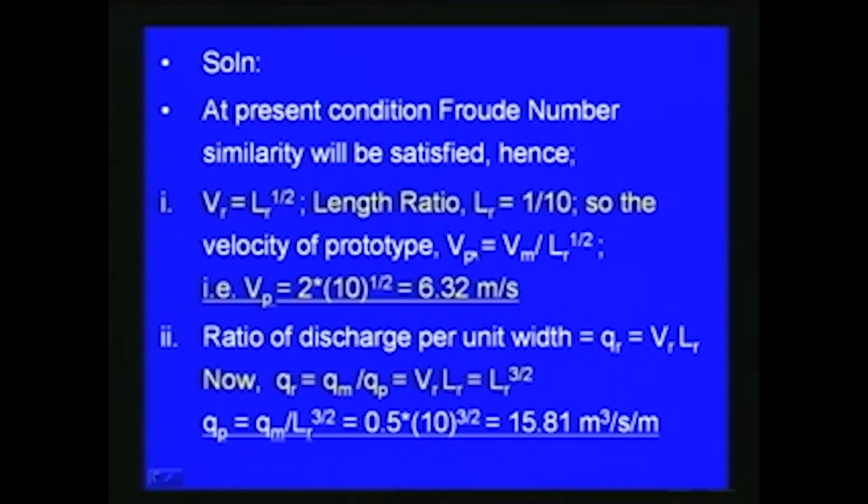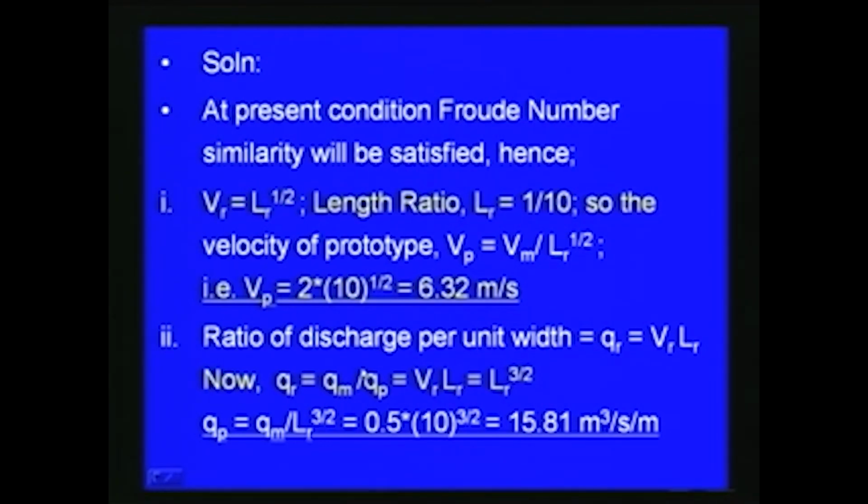So, for the velocity of the prototype, we can write Vp is equal to Vm by Lr to the power 1/2. Vm is 2 meter per second, and Lr is 1/10, so 10 to the power 1/2. This gives 6.32 meter per second. So, this is the first part of the question.